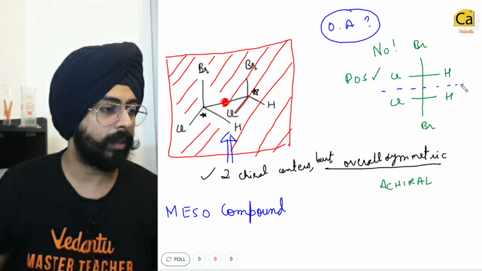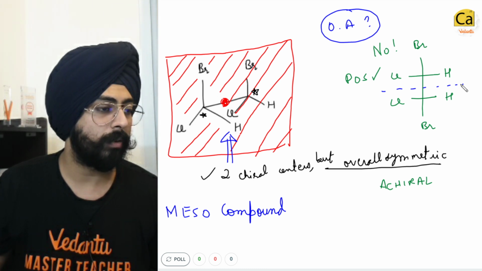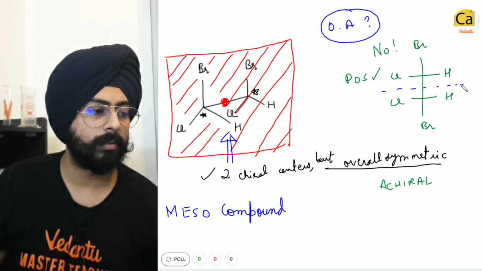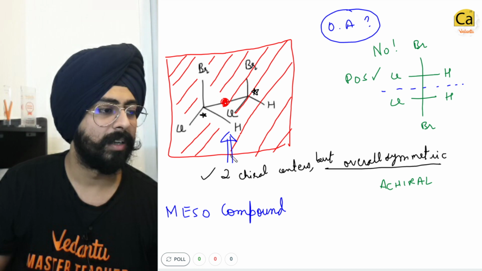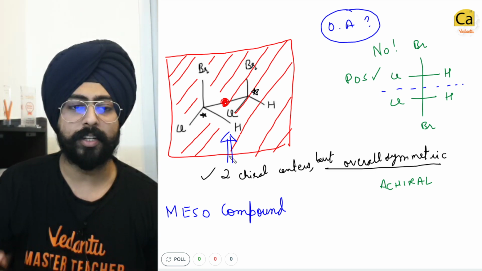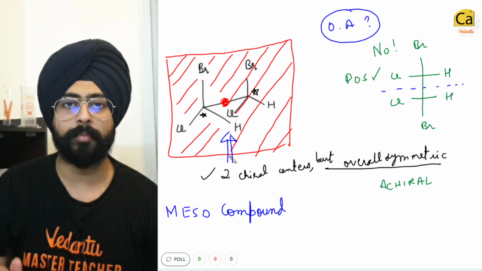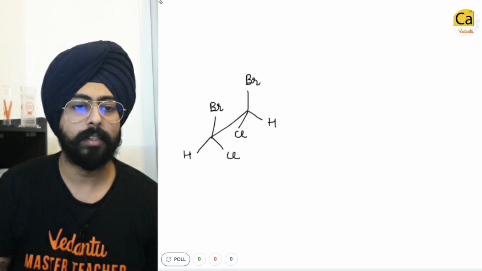Marshmallow is asking, does optical activity mean that the compound can rotate people? What? No. Mesocompounds are optically inactive. They are not optically active.